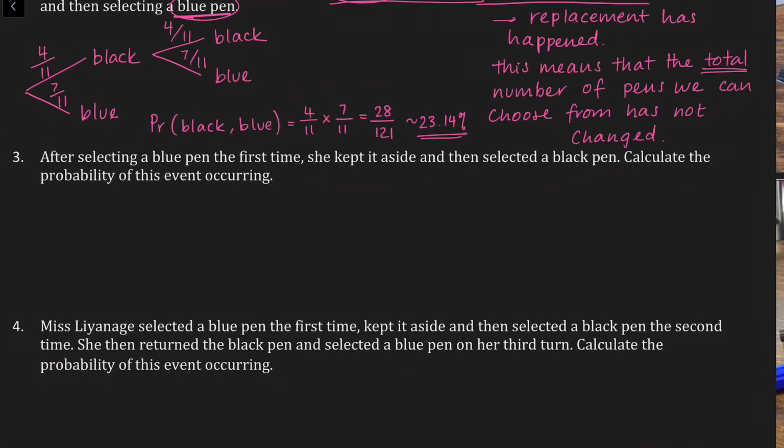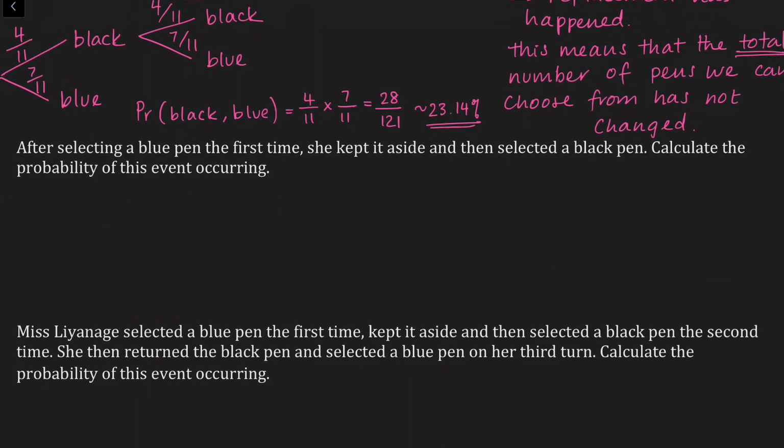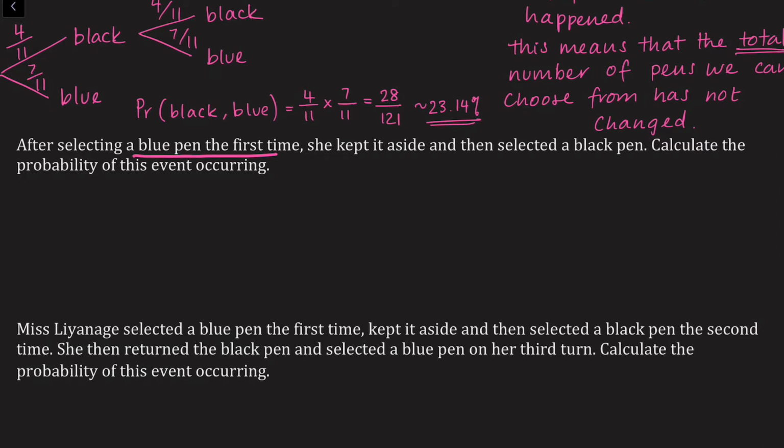All right, so the next question says, after selecting a blue pen the first time, I then keep it aside and select a black pen. So we're asked to calculate the probability of this happening, but let's go back and actually look at the information. So I selected a blue pen the first time, I then kept it aside and then selected a black pen. So in the question above, I said, have a think about whether replacement has happened or not. The fact that I keep it aside means no replacement has happened. And this now means that the total number of pens we can choose from has also decreased.